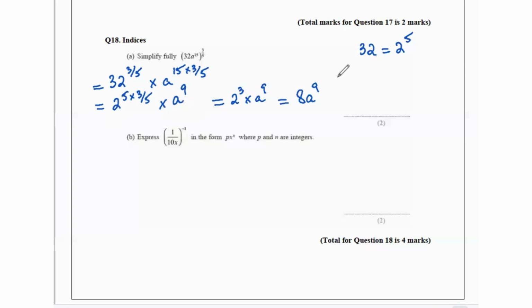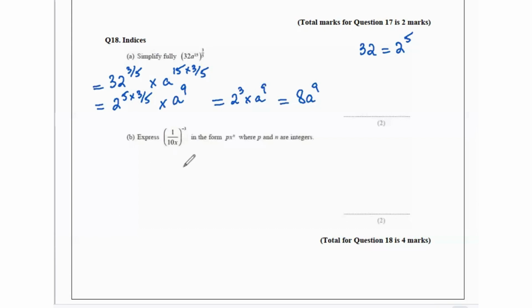So once again, the rule is the same as it would be for a non-fractional power. You distribute it on all of the terms inside the bracket, convert the coefficient into index form as well, multiply the powers, simplify it, and get your answer.